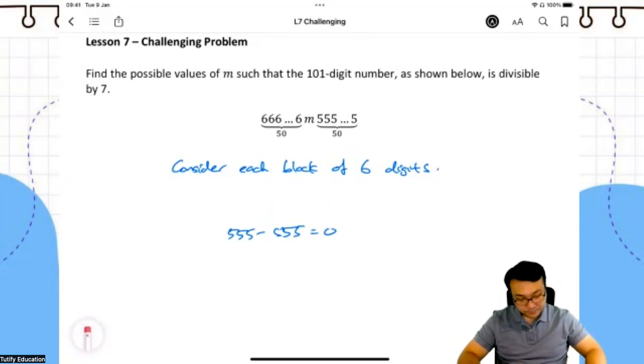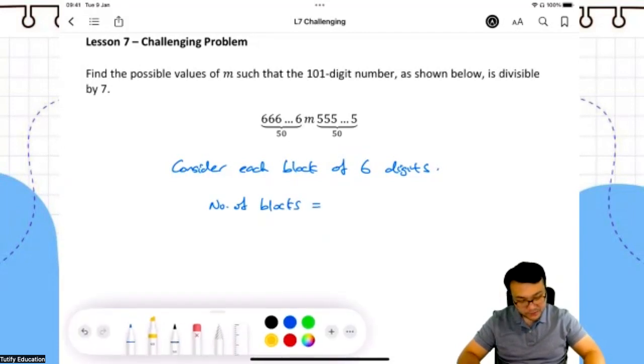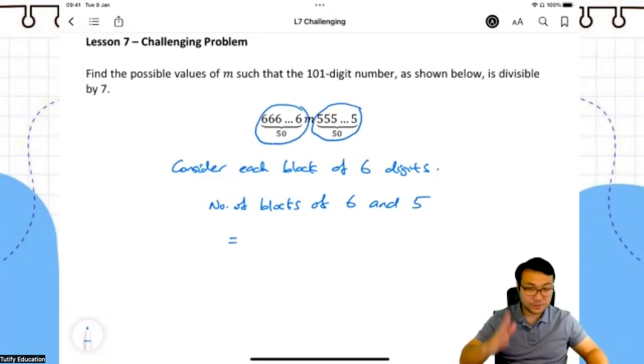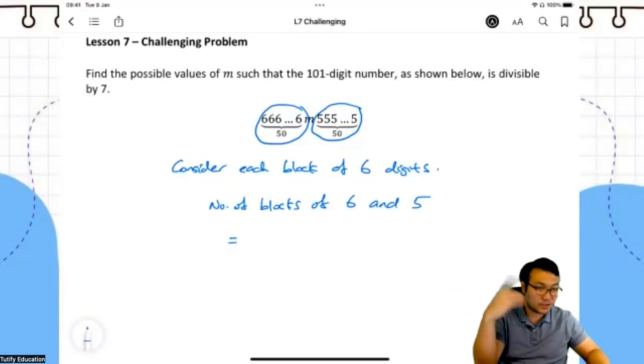So, Janelle, if that's the case, can you tell me how many blocks of 6 there are? How many blocks of 6 are there going to be? Blocks of 6 and blocks of 5. Okay, because both of them have 50 digits. So there's going to be the same number of blocks of 6 and blocks of 5.